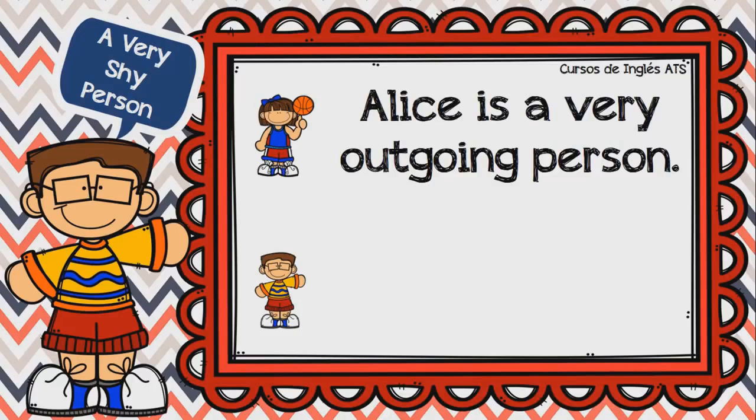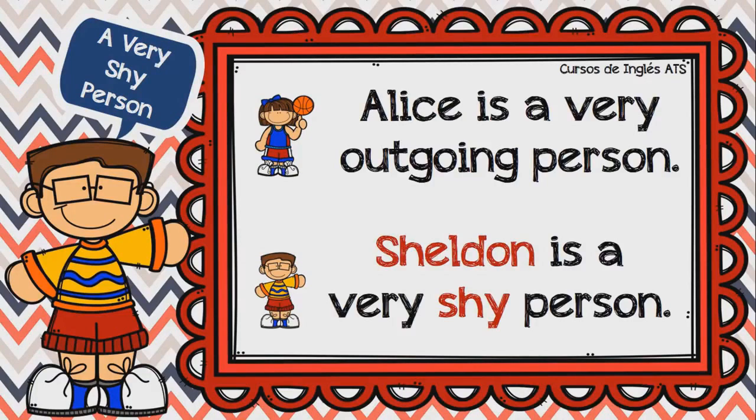Alice is a very outgoing person. How would you use this sentence to talk about Sheldon? ¿Cómo usarías esta oración para hablar acerca de Sheldon? Sheldon is a very shy person.